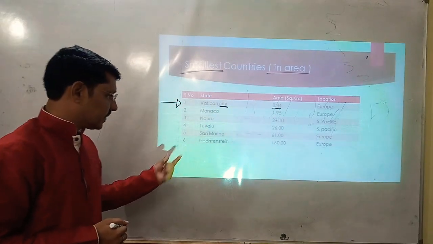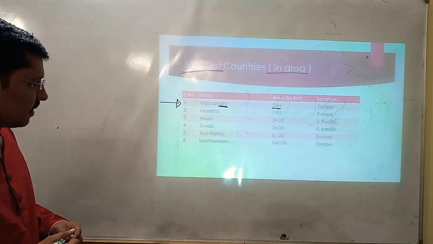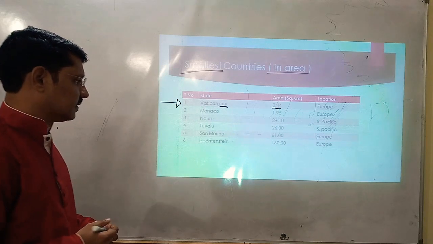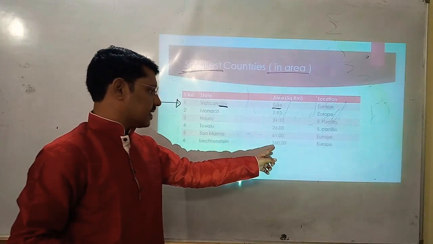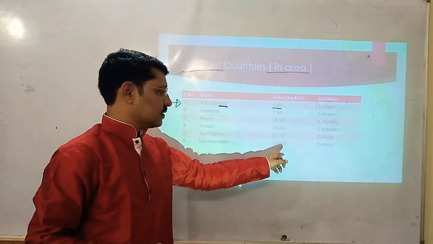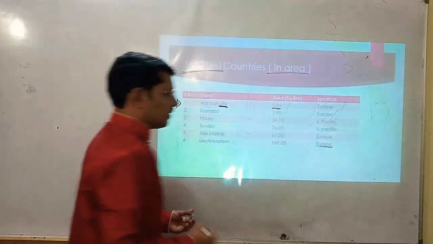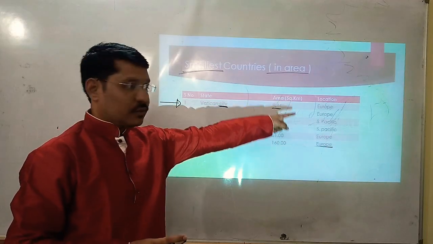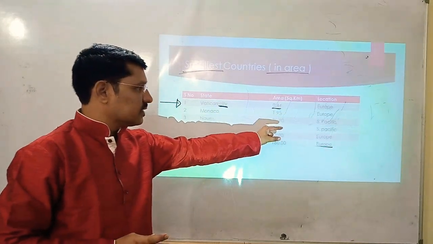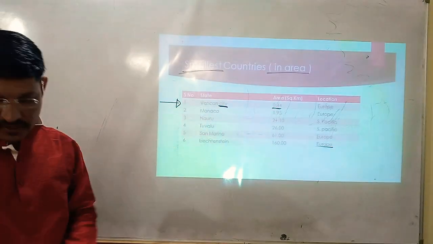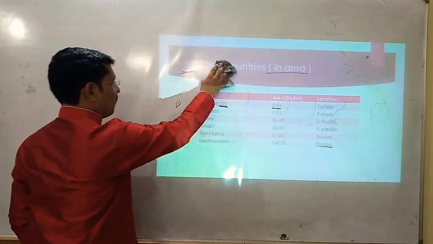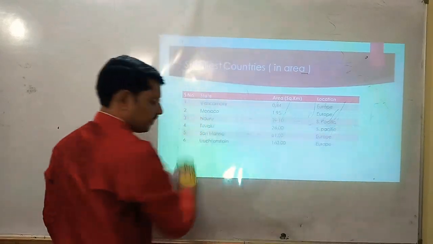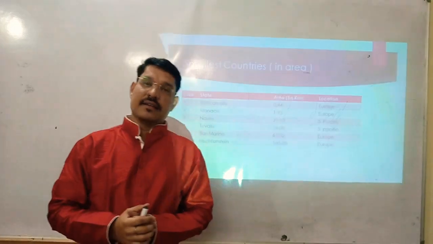And the sixth one is Liechtenstein, whose area size is 160.00, which comes in Europe. Almost all the smallest countries come in Europe only, but only 2 are in South Pacific. So in the next video we will discuss some more important points. Okay friends, see you in my next video.